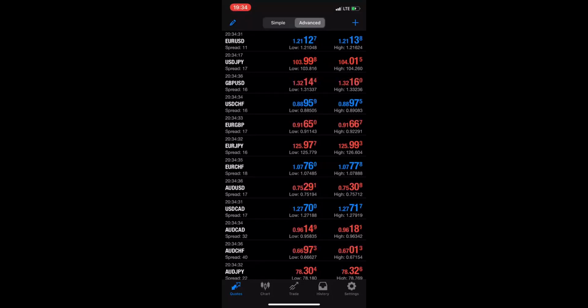So now, Forex has their own price at which they are buying or selling. You see the low and the high. The low is the price the broker is willing to buy, while the high is the price the broker is willing to sell.